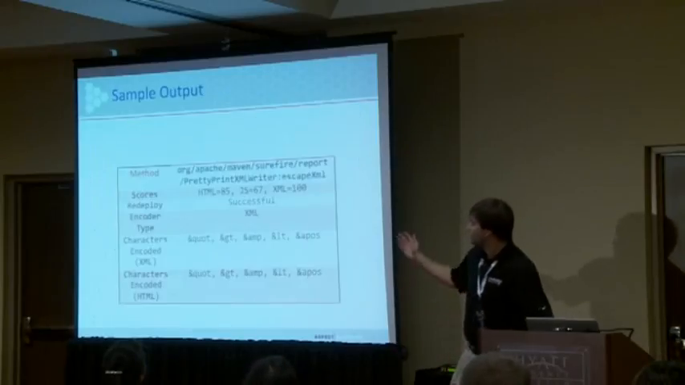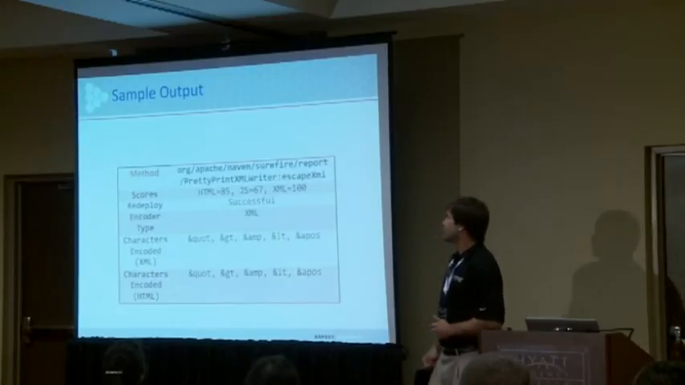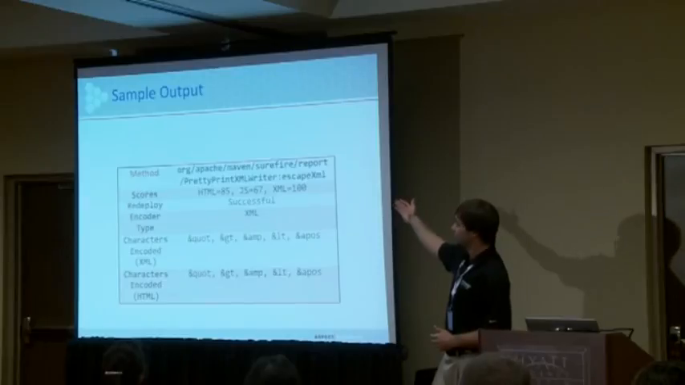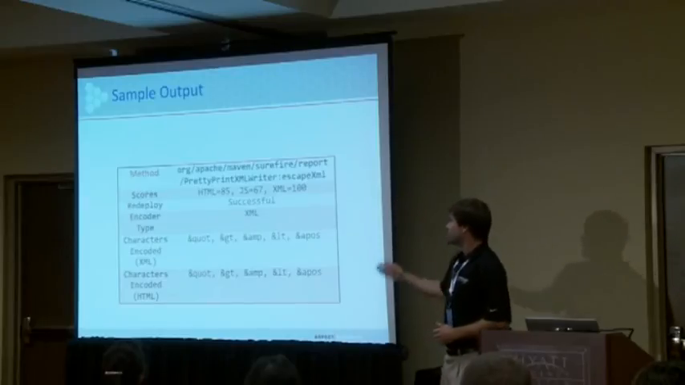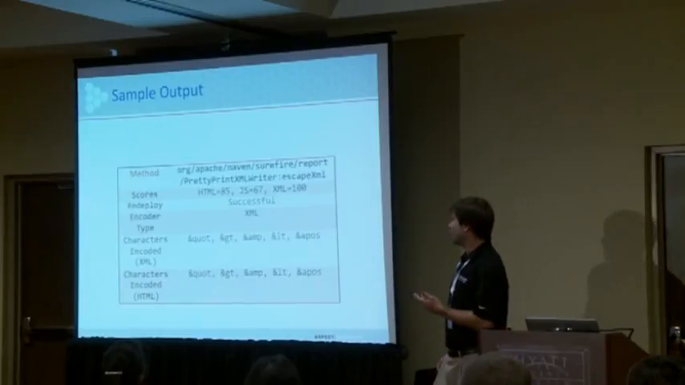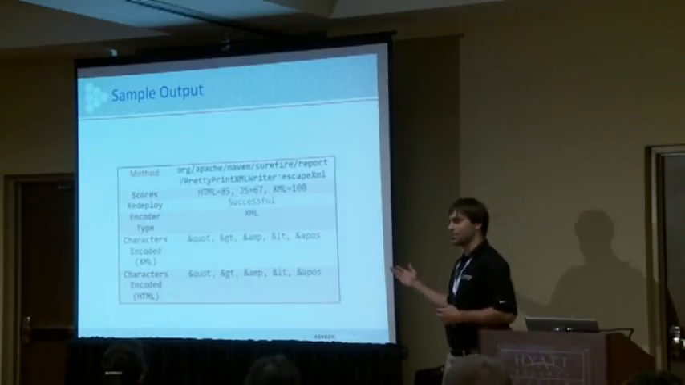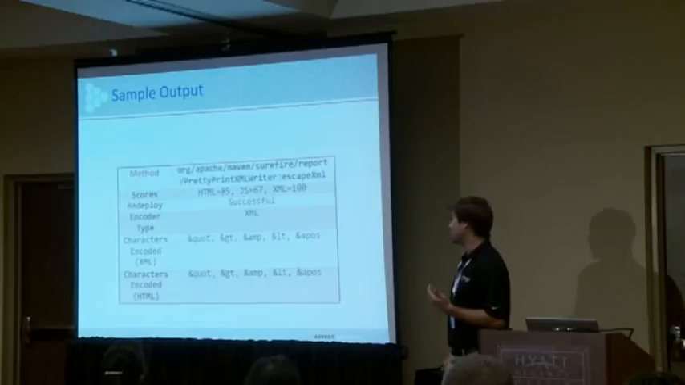Just an example. And this is what the output will look like. So this is essentially from the whole process. This is a method we saw earlier. It's an XML encoder. As you can see, it scored very highly for XML, a little bit less so for HTML. It did get to step 2 successfully and was rebuilt and run.